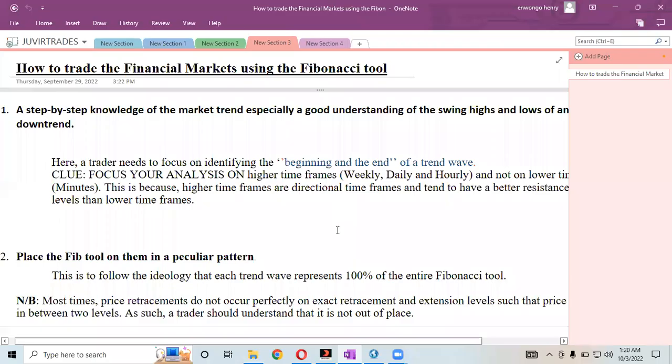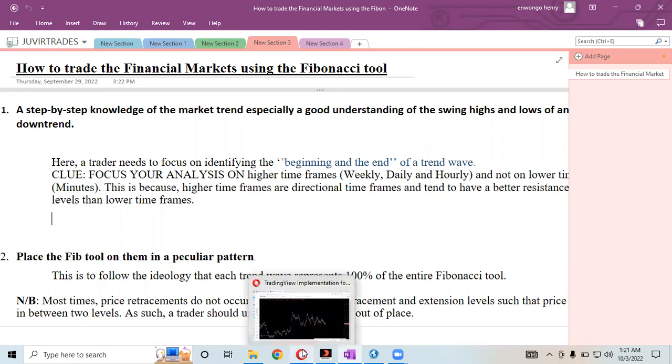Okay. Now, having known how to use the Fibonacci on the swing highs and the swing lows of any market, the next thing that I want to talk emphatically on is how you place the Fibonacci. The Fibonacci has a peculiar pattern that most traders tend to have issues with, and that is how to place the Fibonacci. So please, I want you to watch it appropriately.